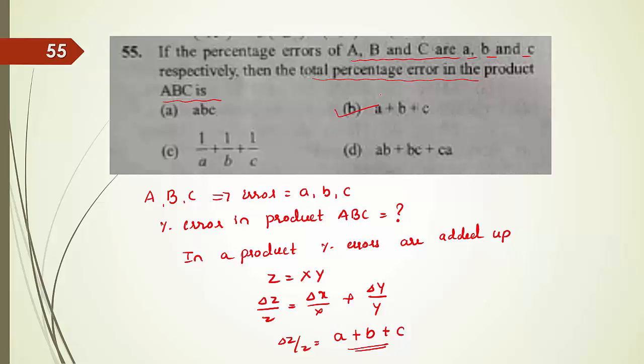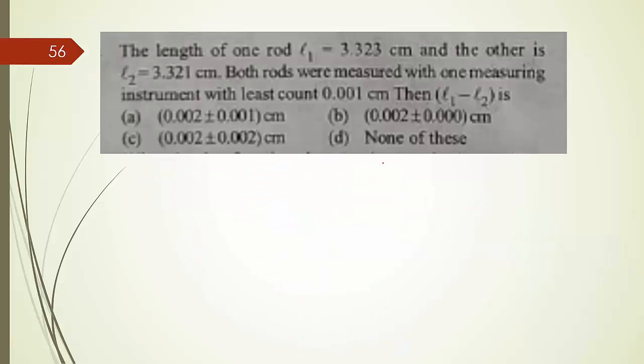So option B is right. 56th question. Length of one rod is L1 equal to 3.323 centimeter and the other is L2 equal to 3.321 centimeter. Both rods were measured with one measuring instrument with least count 0.001 centimeter. Then L1 minus L2 is.